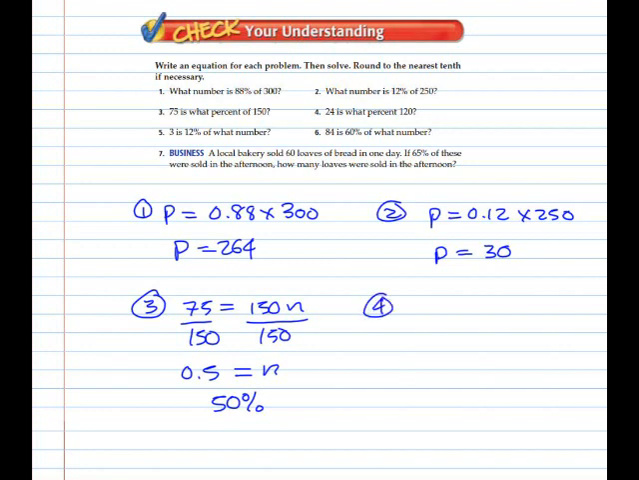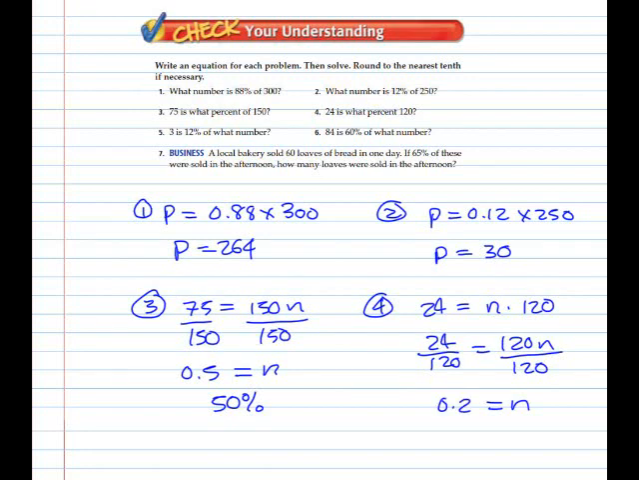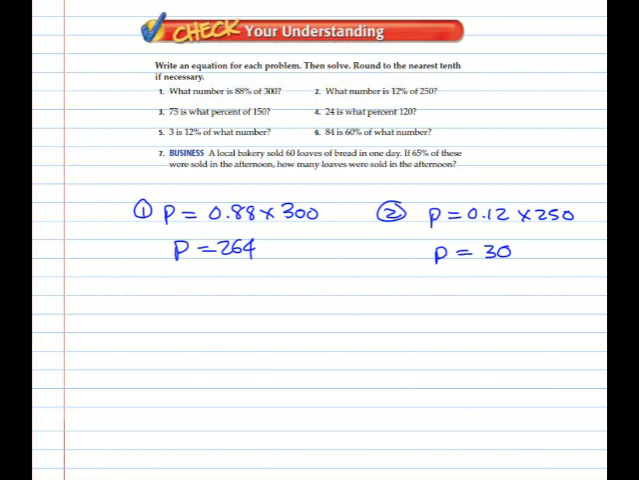Number 4. Again, we don't know the percent. We know the part, 24. We know the whole. We're going to divide both sides of our equation by 120 to isolate the variable. The percent equals 0.2. Again, 2 places to the right, 20%.